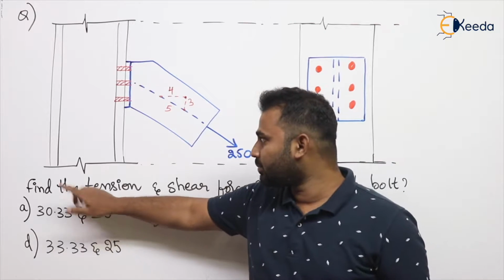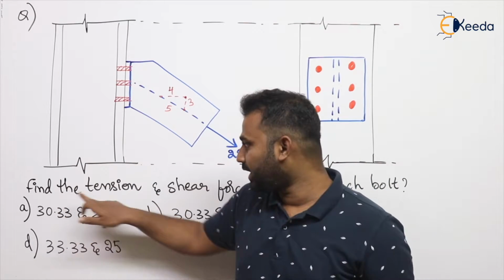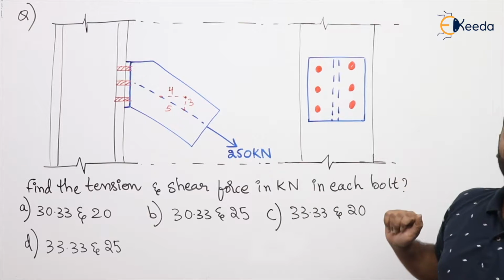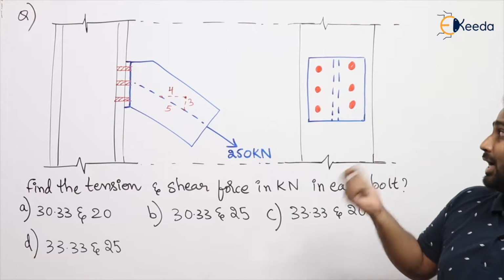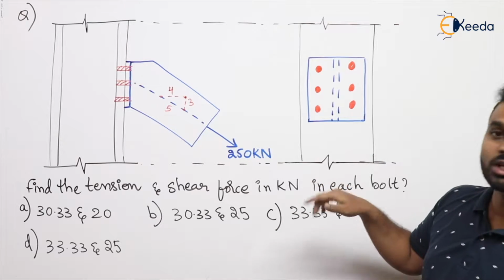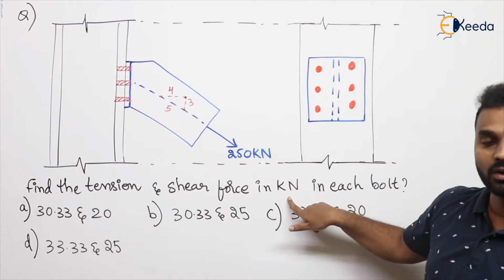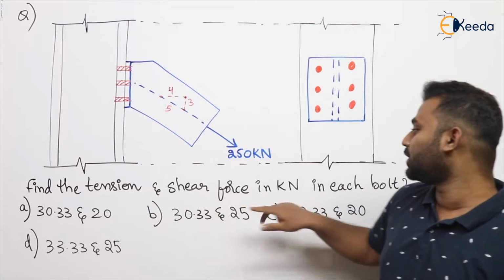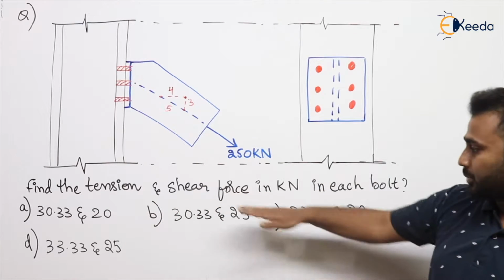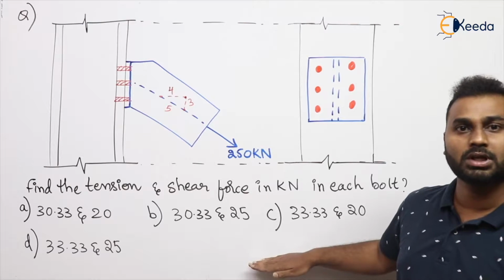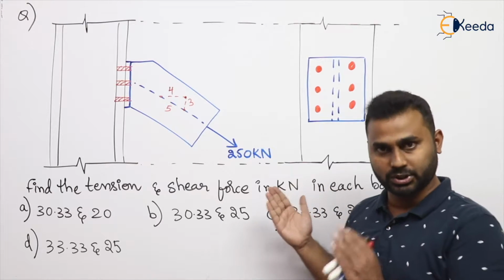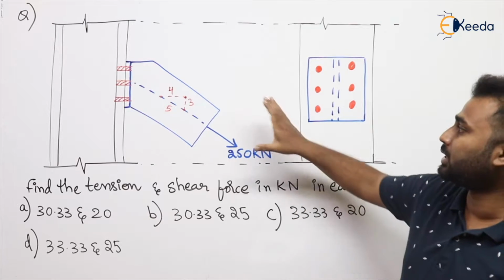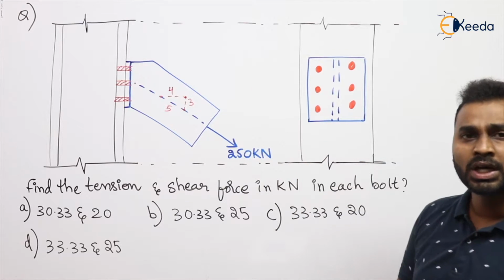Now what is being asked based on this diagram is to find the tension and shear force in kilonewton in each bolt. As I said, units are very important. Options are also mentioned, and we need to choose the right option. This question is for 2 marks. So let us see the diagram.